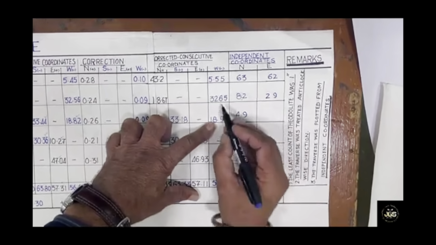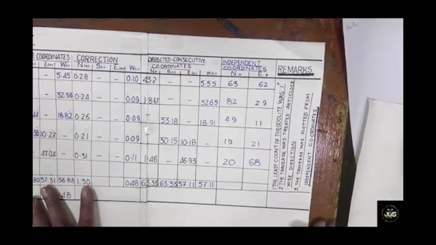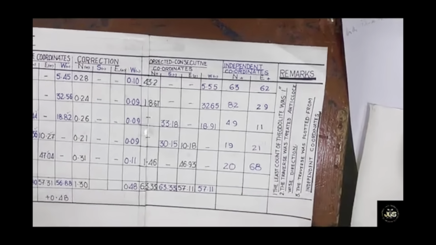So I mean to tell, you have calculated the independent coordinates of point T, so from the corrected consecutive coordinates, make them round figure, and same nature will be added, different nature will be deducted. So these are the independent coordinates of the P, Q, R, S, T. Now we have to plot it according to the independent coordinates. For this, you can see how we can plot on the drawing sheet.